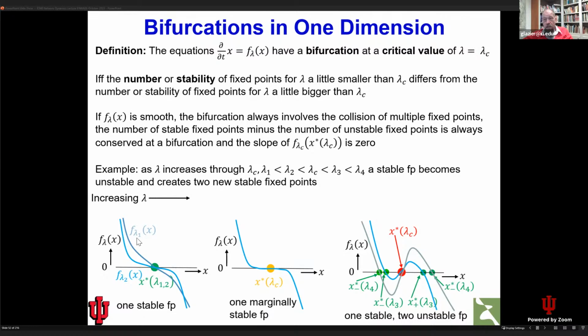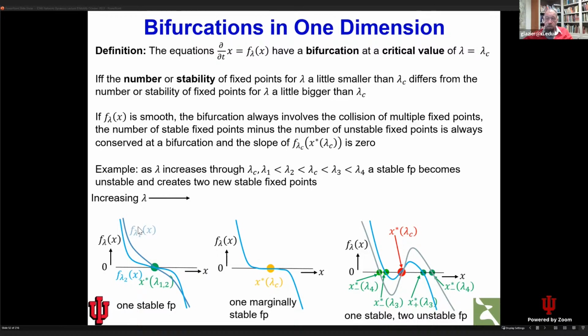In other words, I know what f of x is. I have x on my x-axis. I draw the graph. Anytime f of x crosses 0, I have a fixed point. If it crosses 0 going down, I have a stable fixed point. If it crosses 0 going up, I have an unstable fixed point.